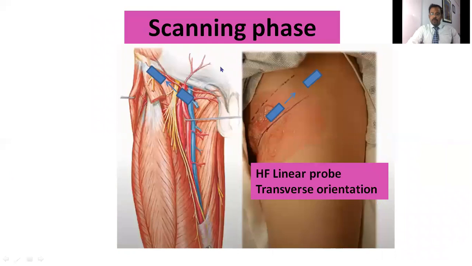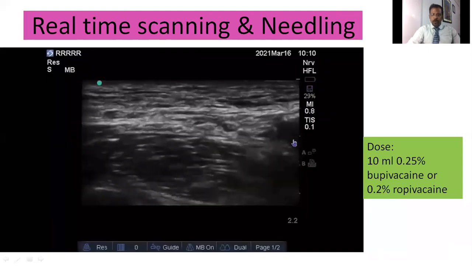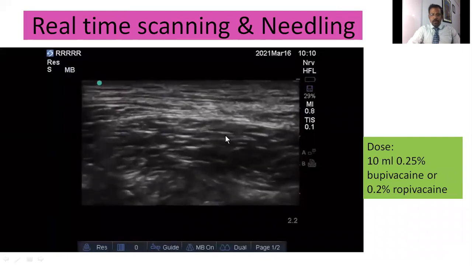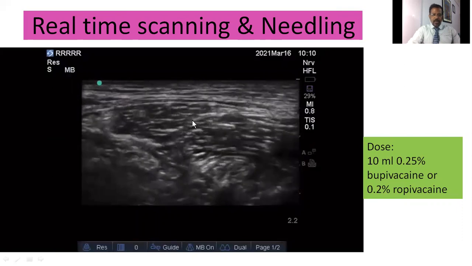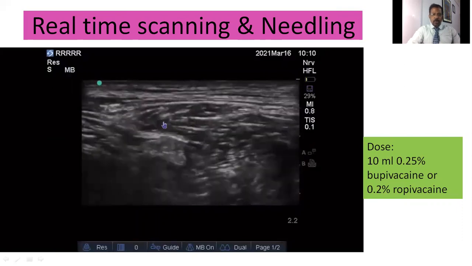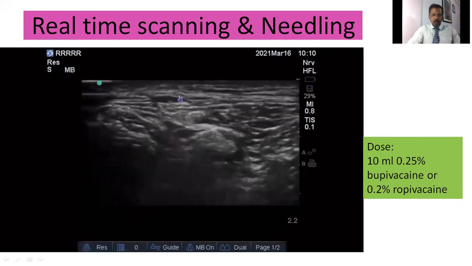Now the scanning phase. Same as you do your femoral nerve block, put a high frequency linear probe in a transverse orientation, put your probe in the femoral crease, and from there slide your probe laterally towards the anterior superior iliac spine. As you start scanning laterally, this is the femoral artery, this is the iliopsoas muscle, this is the fascia iliaca, this is the fascia lata. As I go laterally, I see a new muscle coming out. This is the sartorius.